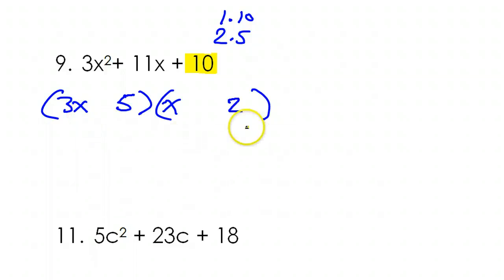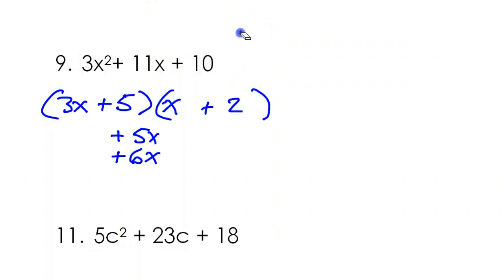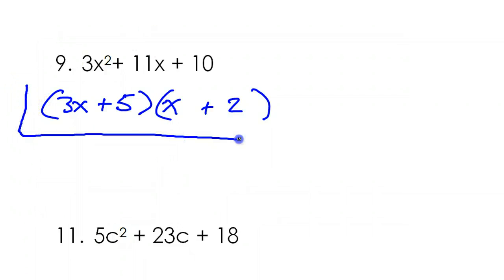Now let's look at the inner, outer, middle situation again. Inner, I have 5x. Outer, I have 6x. Is there any way I can get positive 11x out of this? Yeah. If I just make them both positive, 5x plus 6x is 11x. Okay, that means both of these would be positive. Is that going to give me a positive 10 when I multiply? Yup. Positive 5 times positive 2 is positive 10. So it checks out. Okay, so this is, in fact, the answer.